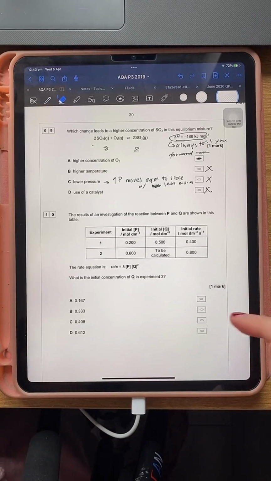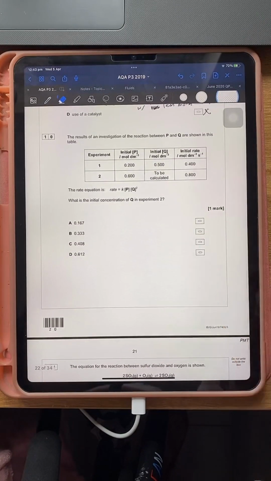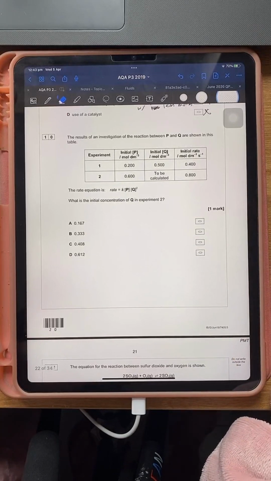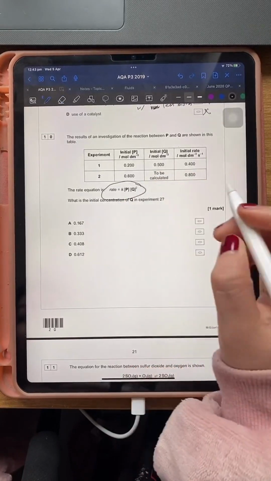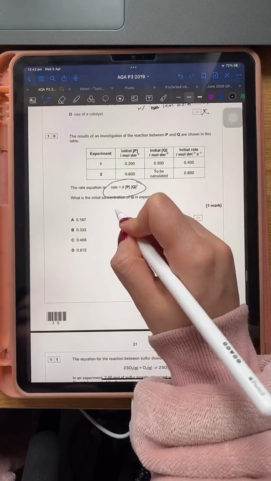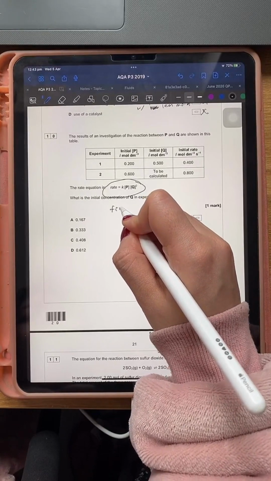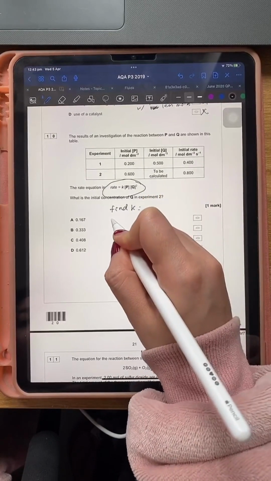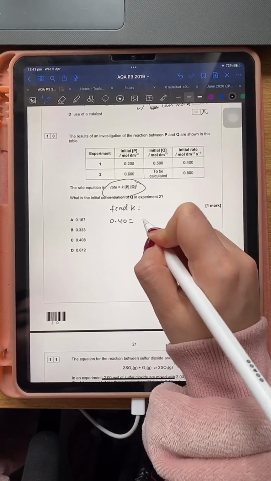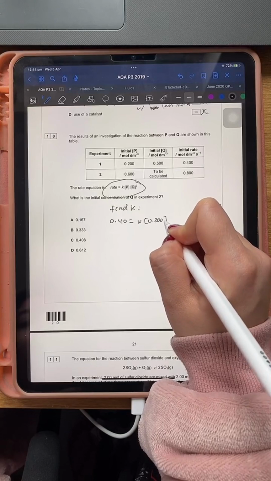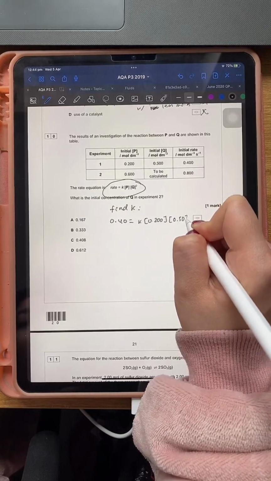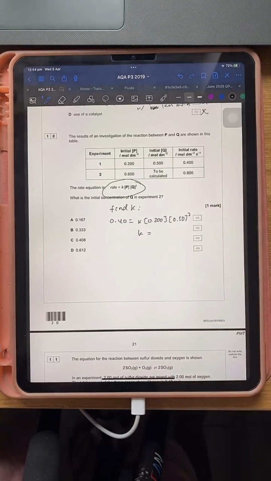Next one, the result of an investigation. Okay, this one's simple because they already gave you the rate equation, thankfully. So you just replace them. So find the K first. You have 0.40 equals K, 0.200, 0.50 squared, and you find K. I think K is 8, if I'm not wrong.